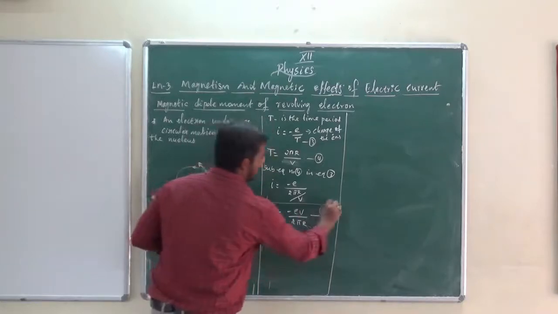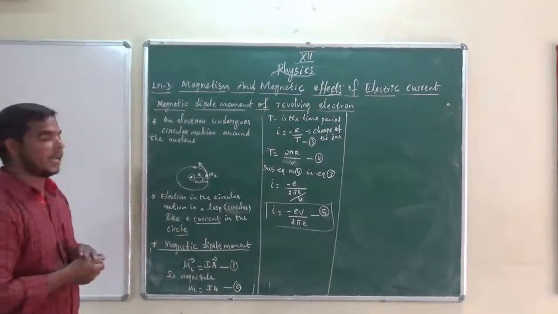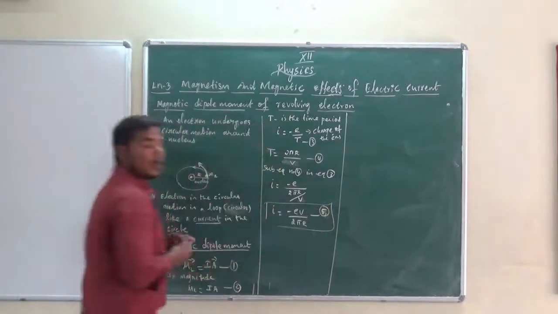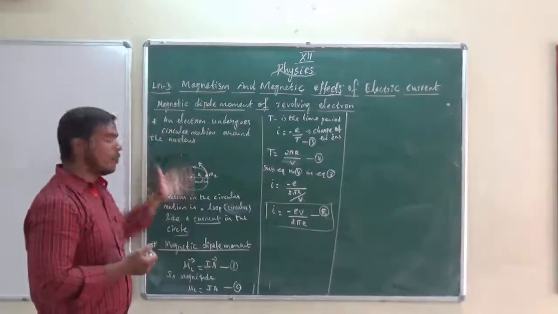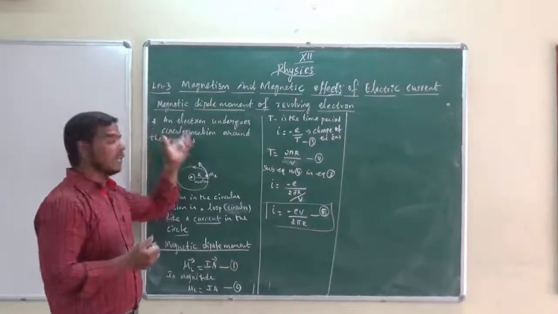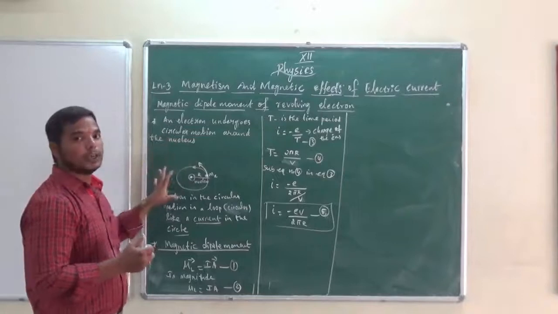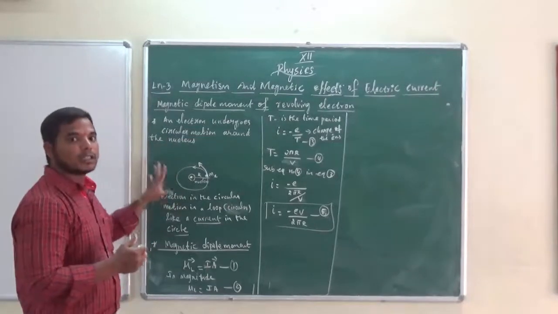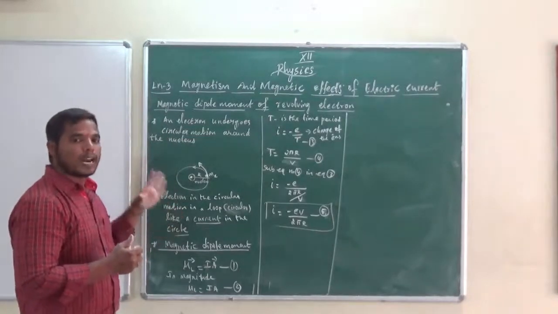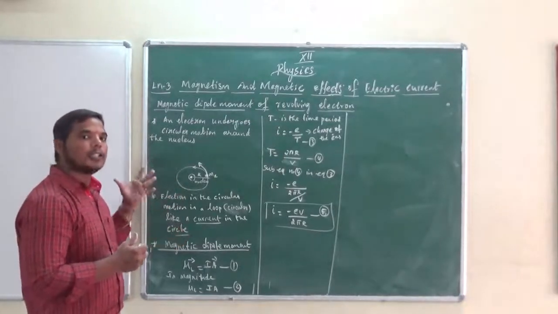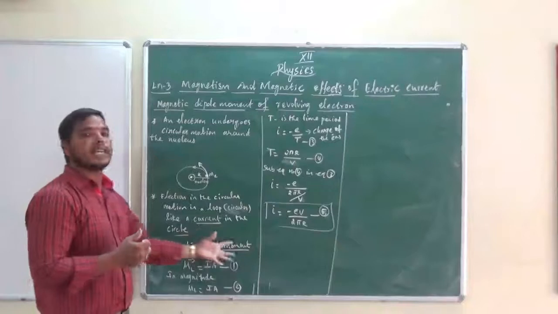Any doubt about how equation number 5 was obtained? It is a very simple question but fully mathematical. You will carefully follow the mathematical steps and also the theory. The theory is this: an electron undergoes circular motion around the nucleus. When the electron moves in the circular loop, it produces an electric current. Due to the electric current, it gives a magnetic dipole moment.